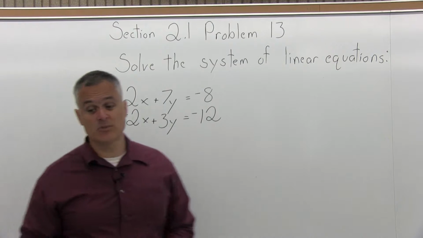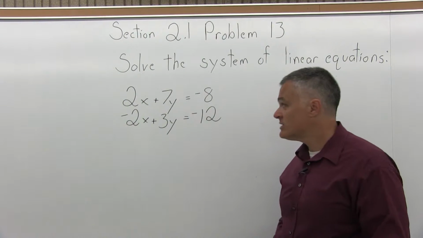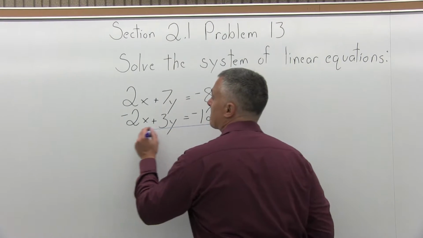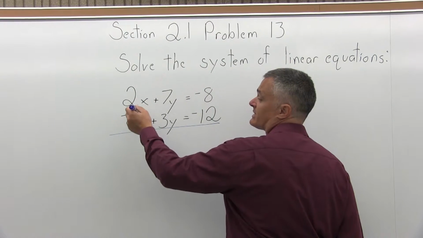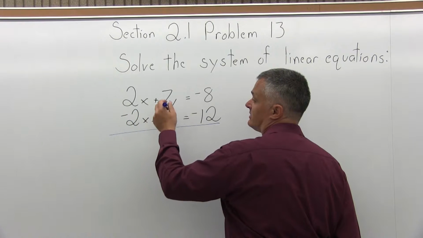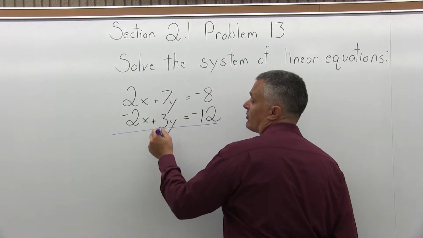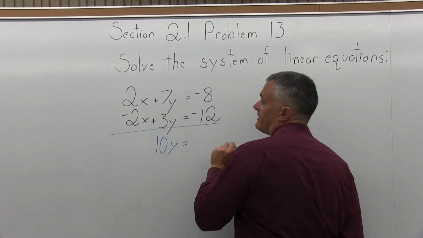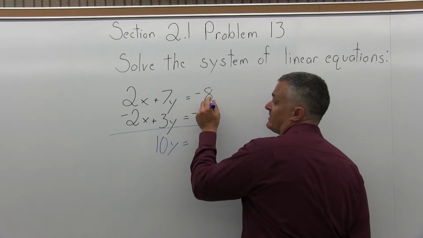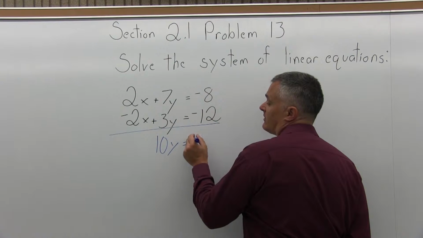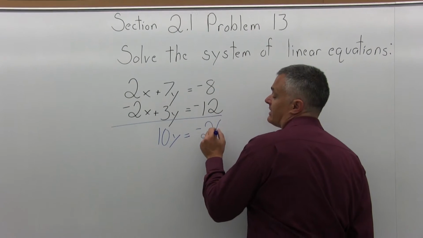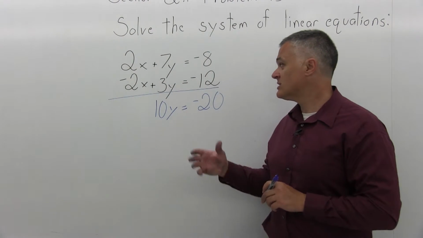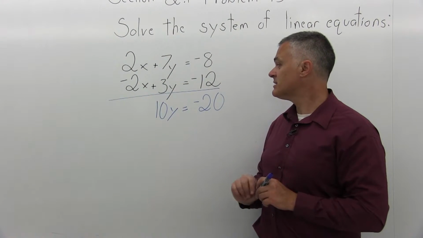I can move on to step 2, which is add the equations together in order to cancel one of the variables. So if I add them together, 2x and negative 2x, the x's cancel. 7y and 3y is 10y. And then on the right side of the equal signs, negative 8 and negative 12 combine to give me negative 20. So that's step 2. I added the equations together to cancel one of the variables.